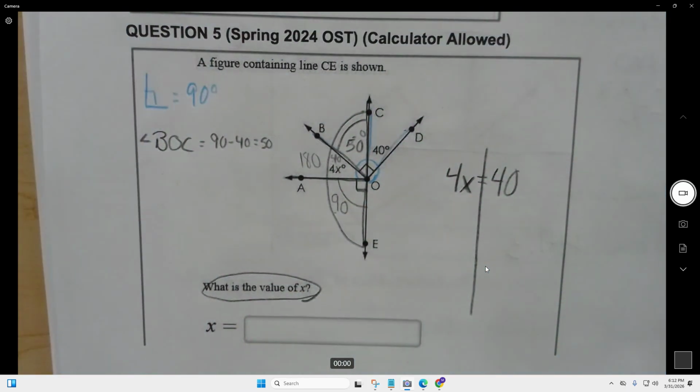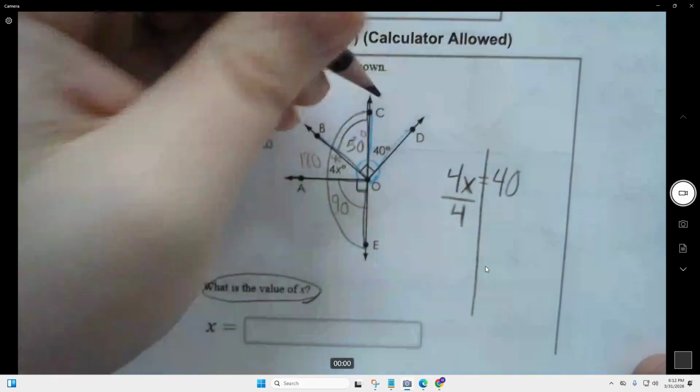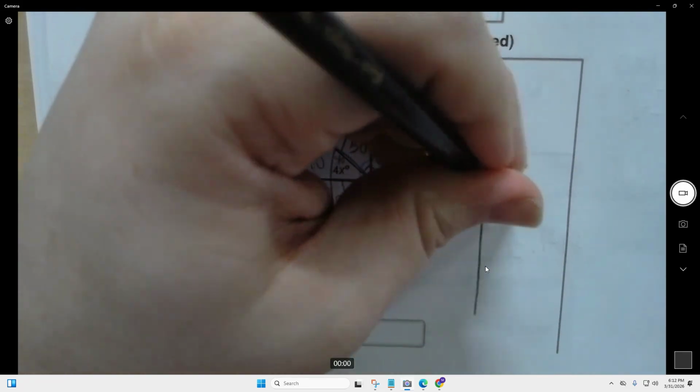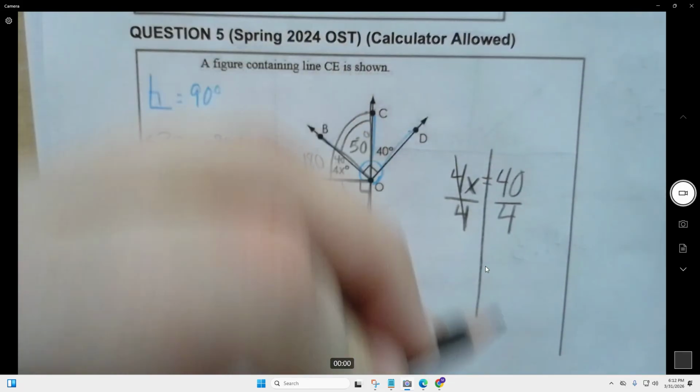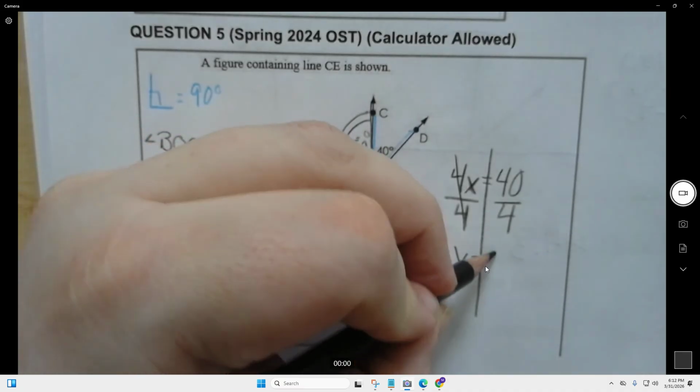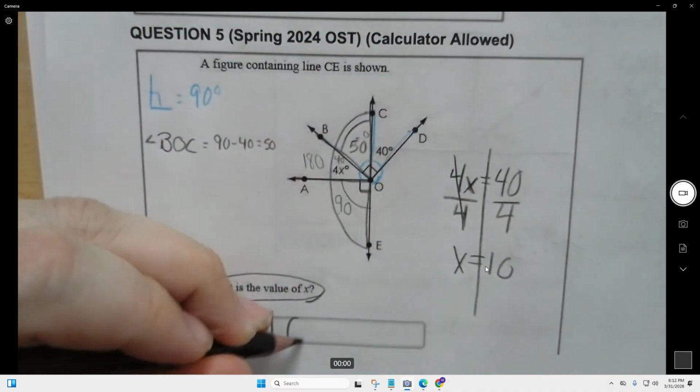And if you're confused on how you solve for x like this, I would recommend looking at one of the equations and expressions videos. I think it might be 7.E.2 or 7.E.3 where I really get into how to solve equations. But for the sake of time, I'm going to assume you know that from here, you would have to divide by 4 on both sides to clear it. And you would get x equals 10. So it is 10.